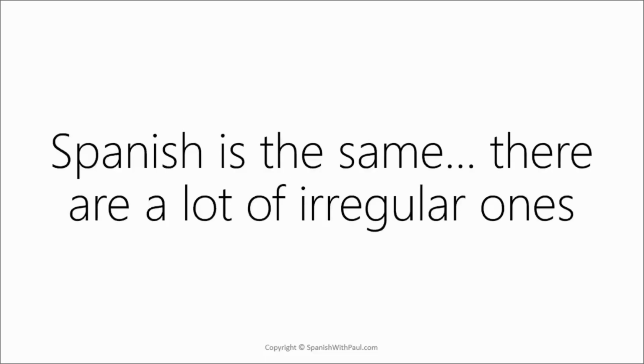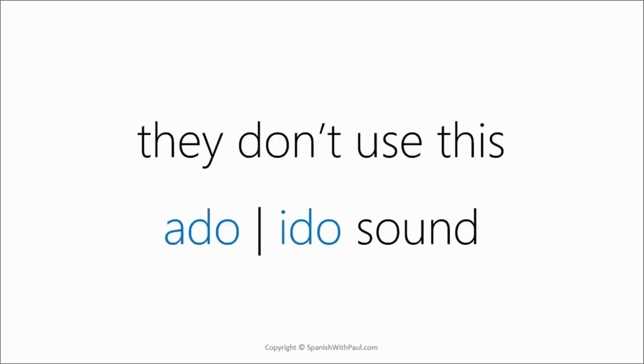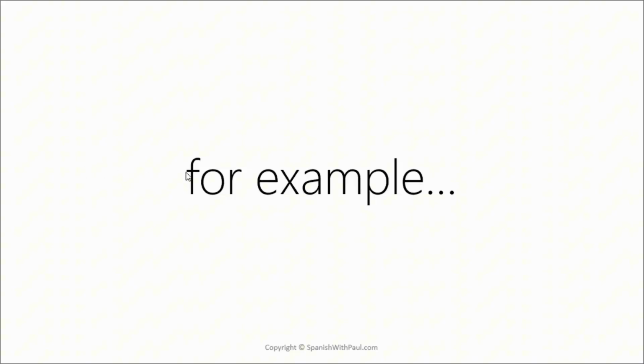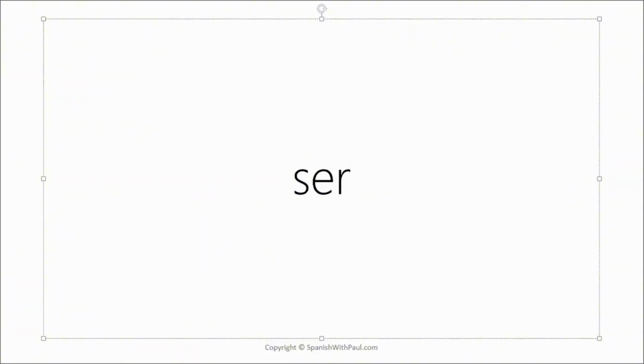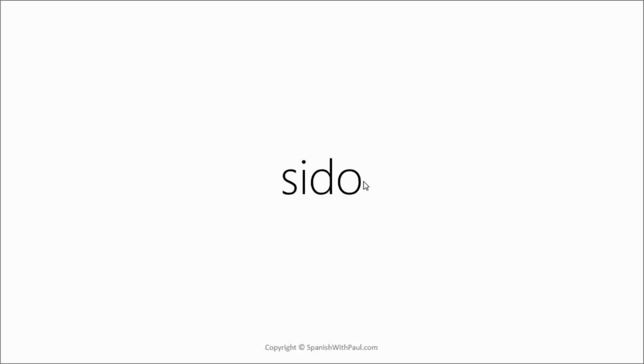Now, Spanish is the same. There are a lot of irregular ones in the past that we need to watch out for because they don't conform to this ado and ido sound. They want to go their own way. So let's start off with ones that do conform that we haven't looked at yet. We have the verb ser, and we know that er or ir verbs go to an ido sound, and indeed this one does. So for once, ser is not irregular, it's actually conforming to the rules. The past for ser goes to sido.